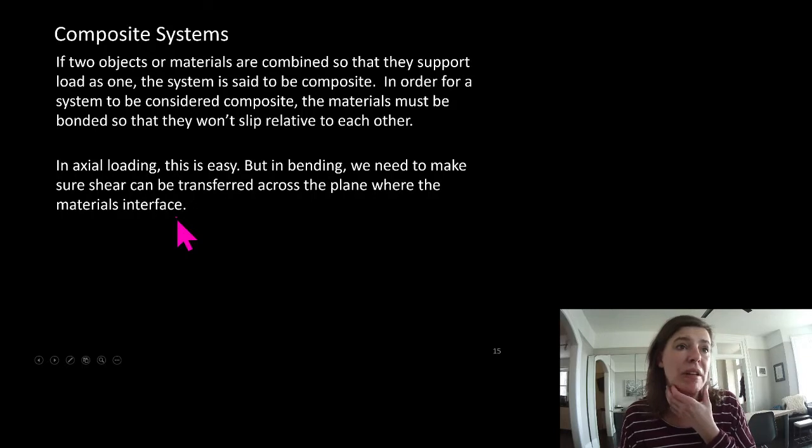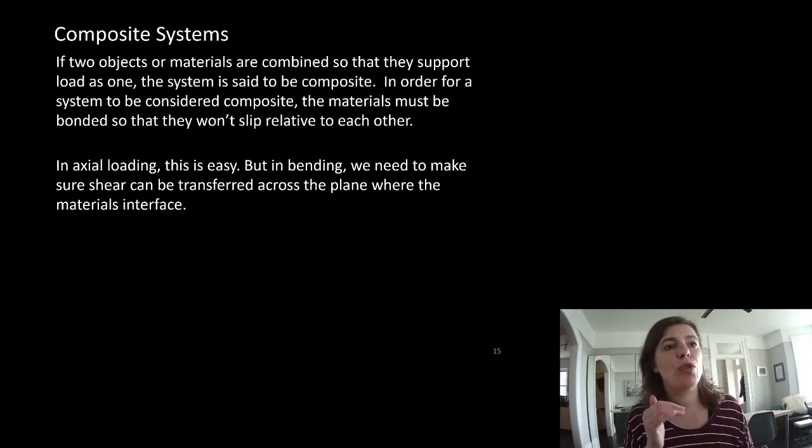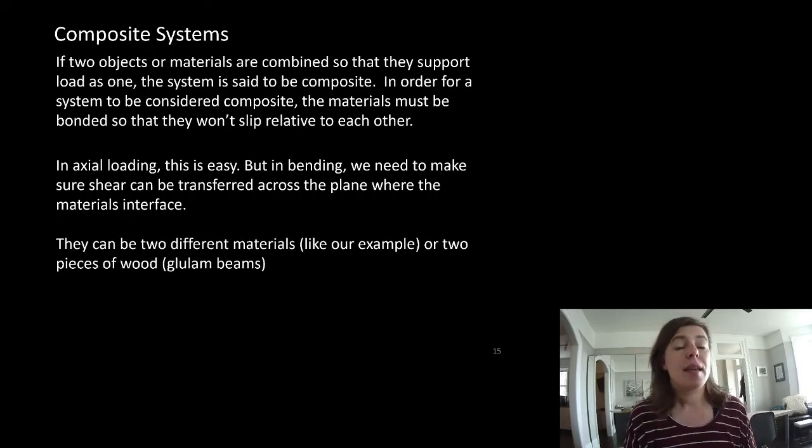In axial loading, it's pretty easy. You just have to make sure they move together. In bending, it gets a little bit harder. We need to make sure that the shear can be transferred across the plane where the materials interface. They can be two different materials, or they can be two pieces of the same material, like wood, for example. Glulam beams are a really good example.